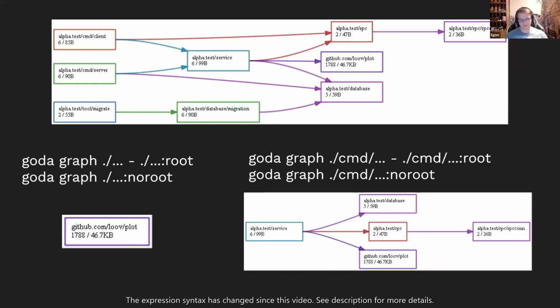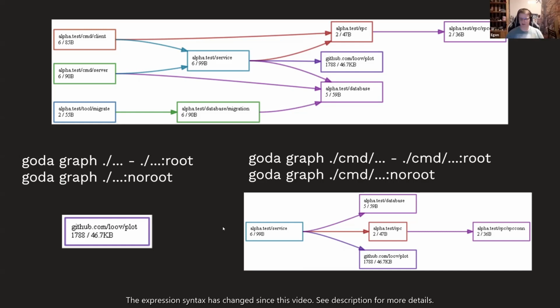So we can take a look at a few other approaches. One is this no root thing, which means select all the packages in the project and remove the root, which is the dot slash dot dot dot, things that exactly match, right? So it means effectively, give me all the dependencies without the thing that I explicitly specified. Right.